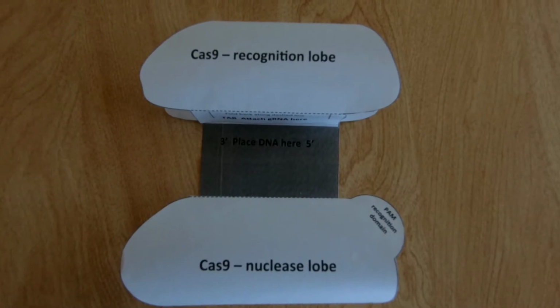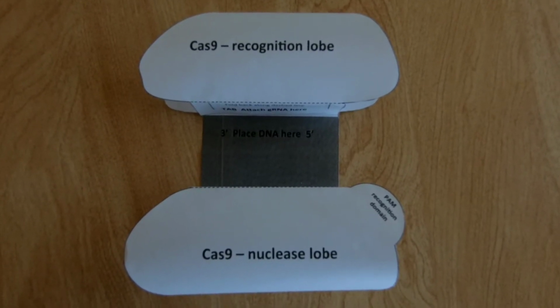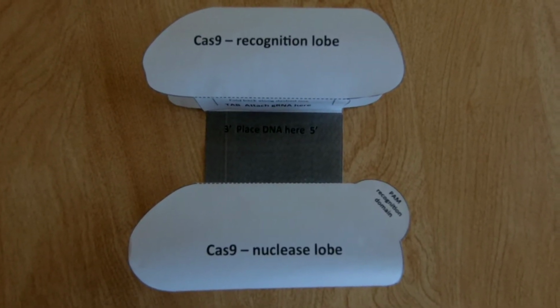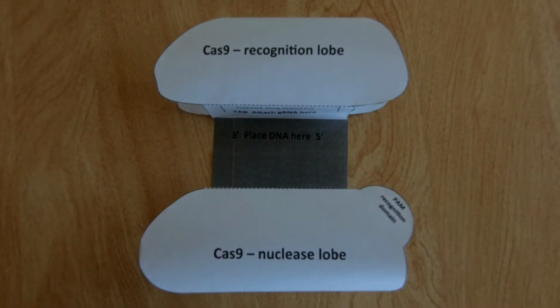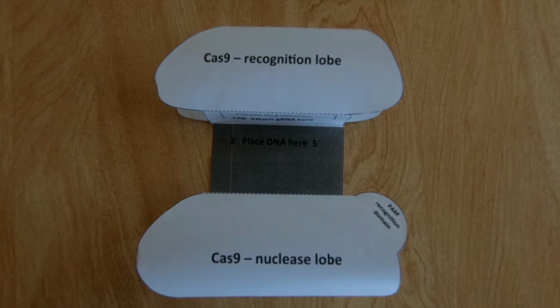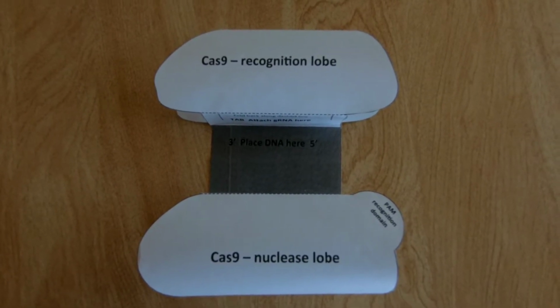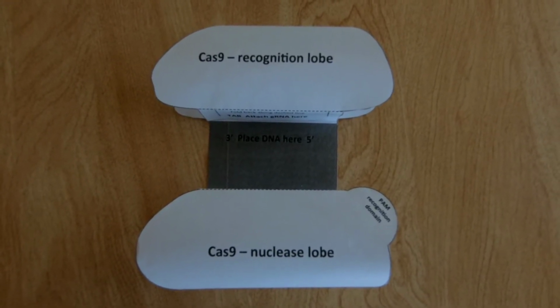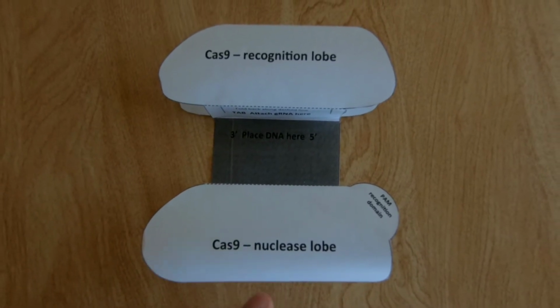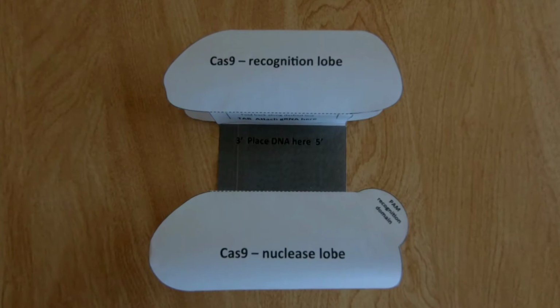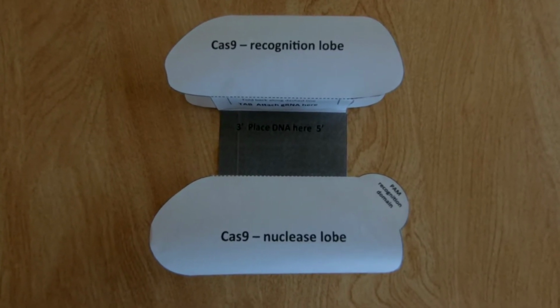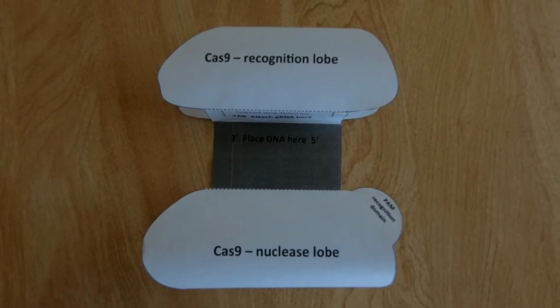Okay, so starting off, we're going to talk about the structure of the CRISPR Cas9 protein. First you have your Cas9 recognition lobe. That's going to be what mediates the DNA strands and finds the site where editing is going to occur. Down here you have your Cas9 nuclease lobe. That's going to act as the scissors of the protein and is going to cut out the spot that's going to be edited.